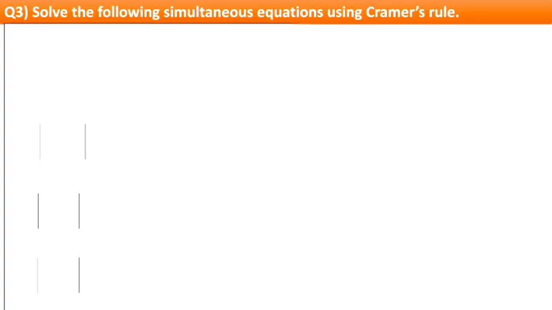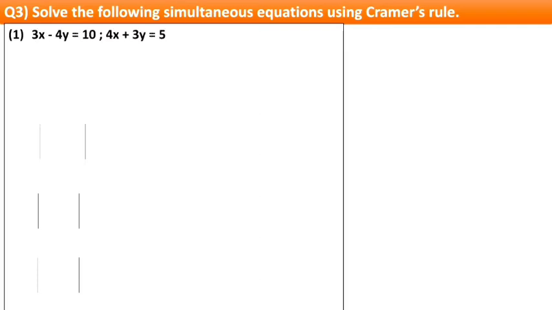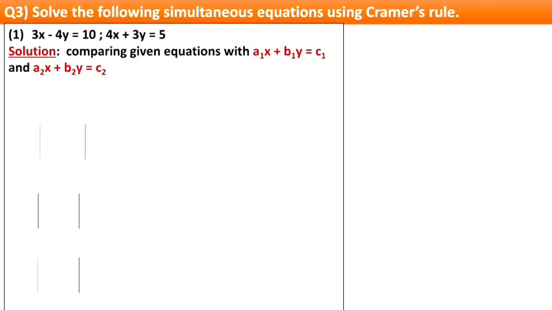Now, question number 3. Solve the following simultaneous equations using Cramer's rule. The first one is given: 3x minus 4y equals 10, 4x plus 3y equals 5. We compare these equations with a1x plus b1y equals c1 and a2x plus b2y equals c2. So here a1 is 3, b1 is minus 4 and c1 is 10. In the second equation, a2 is 4, b2 is 3 and c2 is 5.